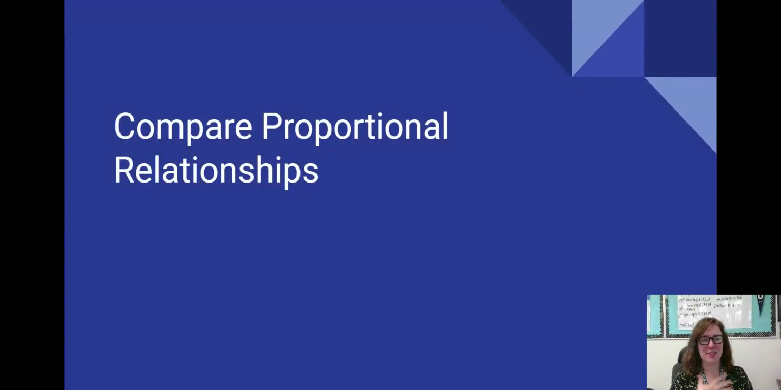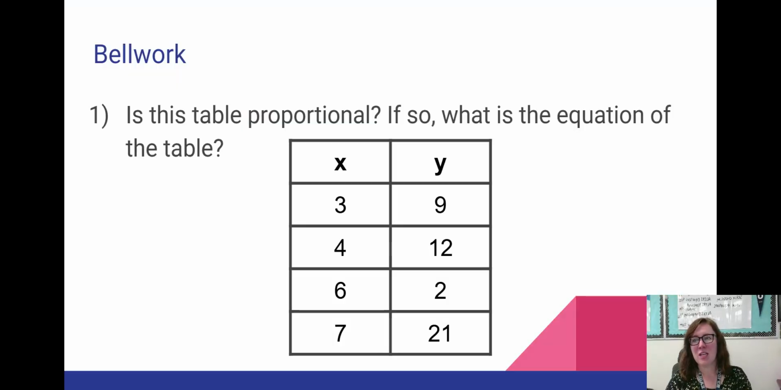Hi. Today we're going to talk about comparing proportional relationships. So comparing proportional graphs, tables, equations, or even word problems. So our first one, is this table proportional?